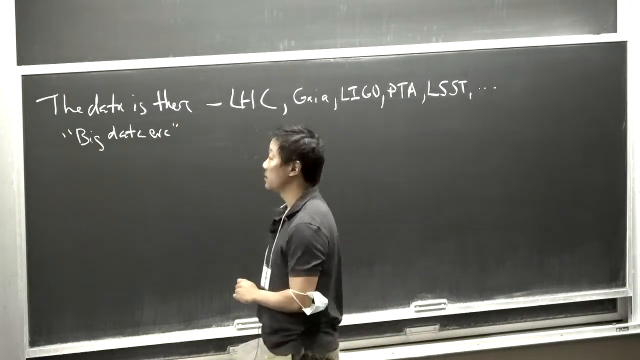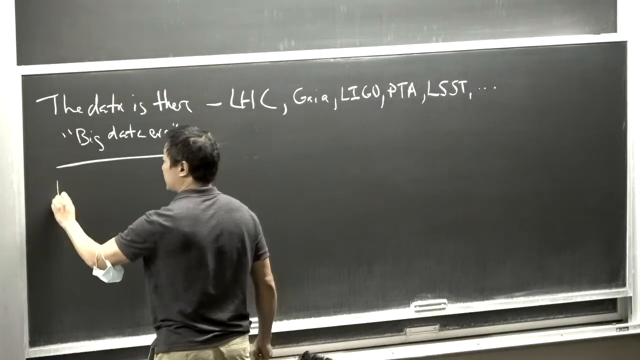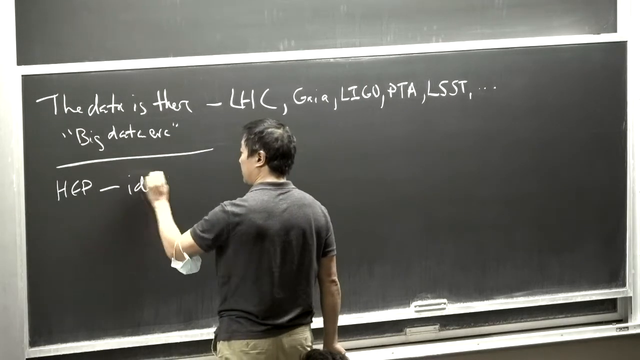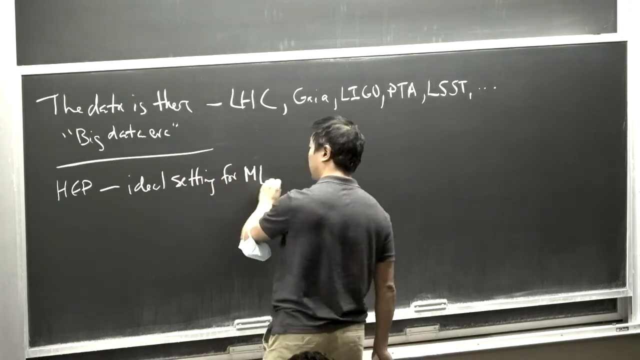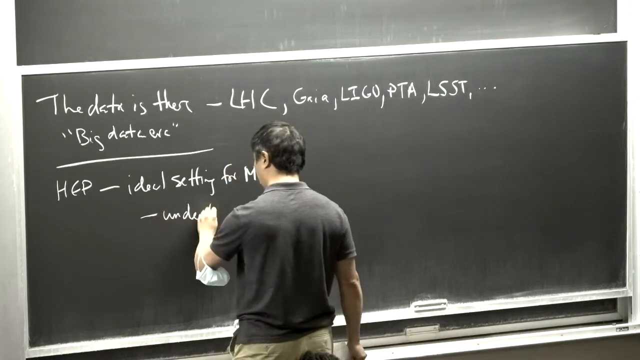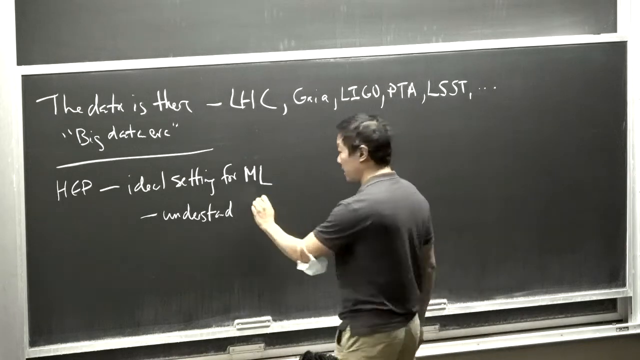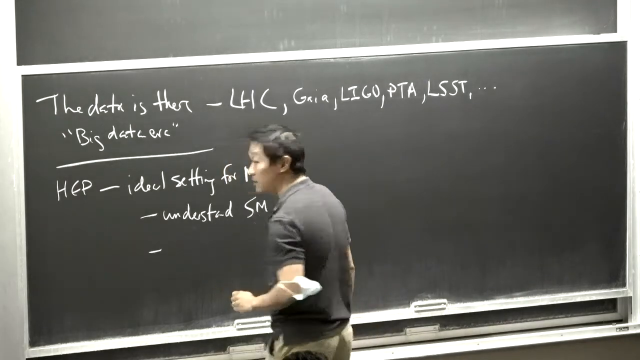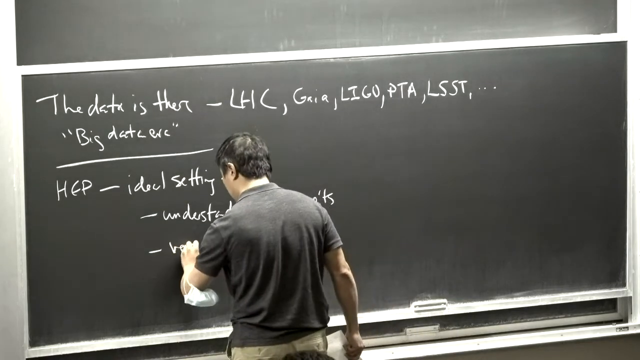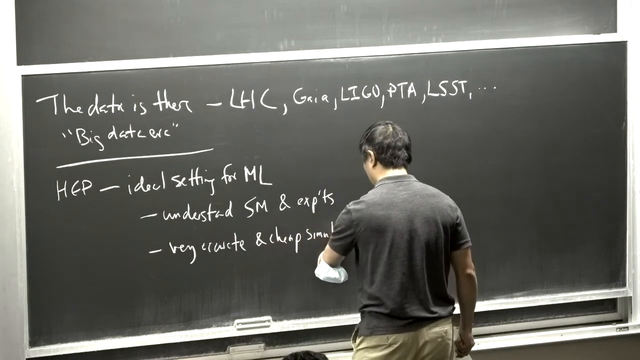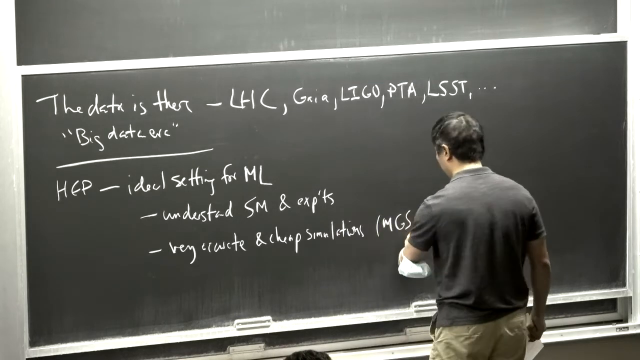So the last thing I'll say by way of motivation is that, although machine learning was developed primarily by computer scientists for real-world applications, high-energy physics, I think, is an ideal setting for ML. The reason is that we understand our data very well. We understand the standard model, and we understand our experiments. And because we understand the standard model, our data is very clean. Also, we have very accurate and relatively cheap simulations, at least at the LHC, like MadGraph and Pythia.